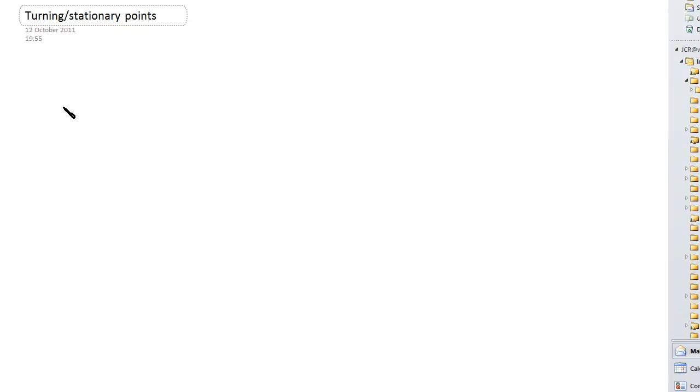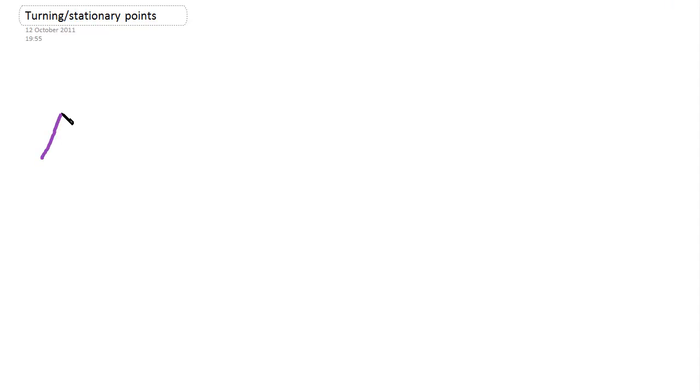Okay, in this video we're just going to have a quick look at what turning and stationary points are. So if I have a curve like this, where we've got the gradient going up, increasing, then the gradient flattening off, then getting to a position where it's zero, or what we call stationary or turning, and then steepening up again, but it's getting negative, then flattening off again, and then getting steeper again. These 2 points here, so this one here, and this point here, we call stationary points.